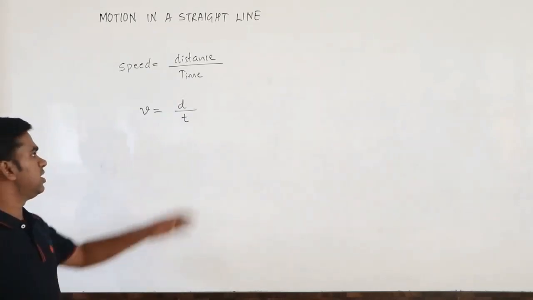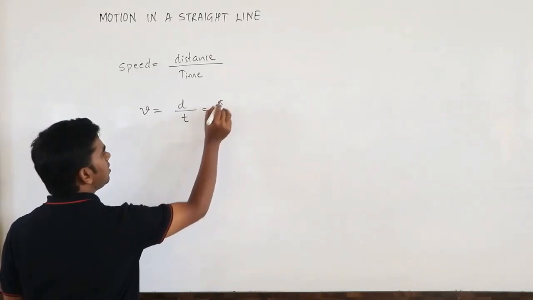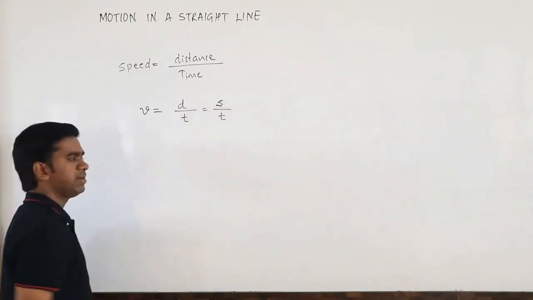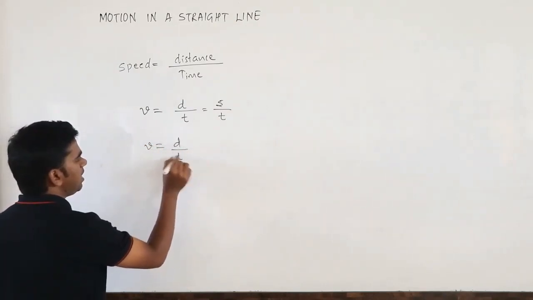Don't worry, in some books they may take distance as s also. Some books may take distance as x divided by time, whatever. Normally we'll take distance by time, so v equals d by t.